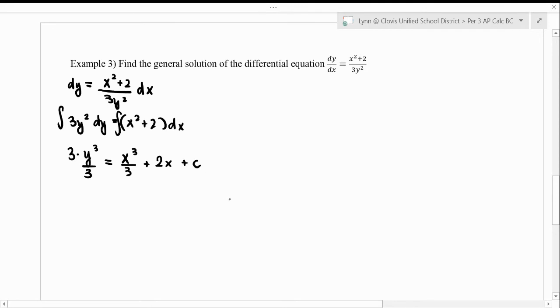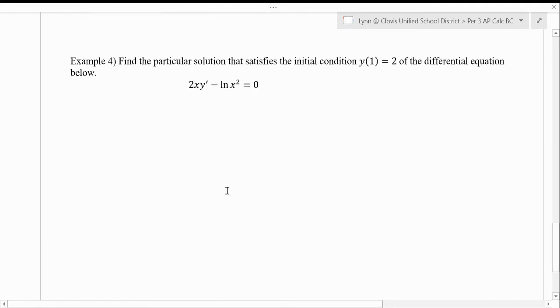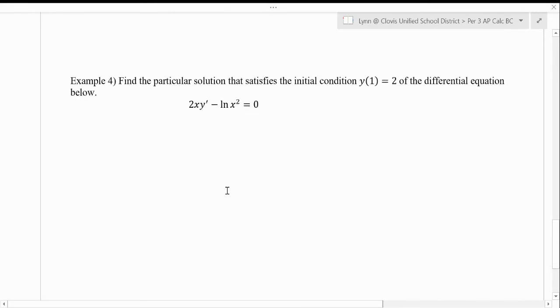And then let's go ahead and isolate y. So, well, 3 divided by 3 is just 1. So that's 1. So then I'm going to cube root both sides to get y by itself. So then this would be the cube root of, and then all of this would be underneath, including that plus c. And that would be my answer. So that one was a little bit easier. Okay. All right. And then let's go ahead and take a look at our last one here.